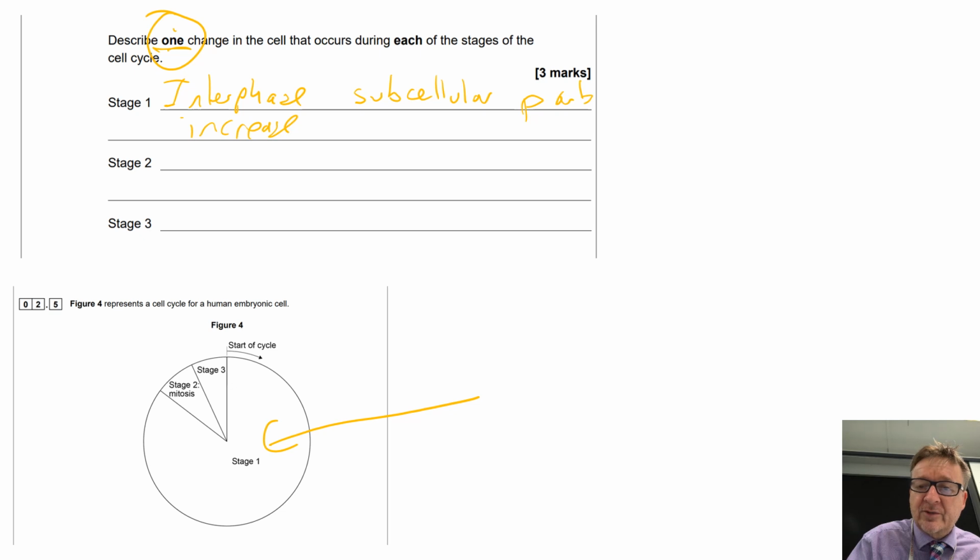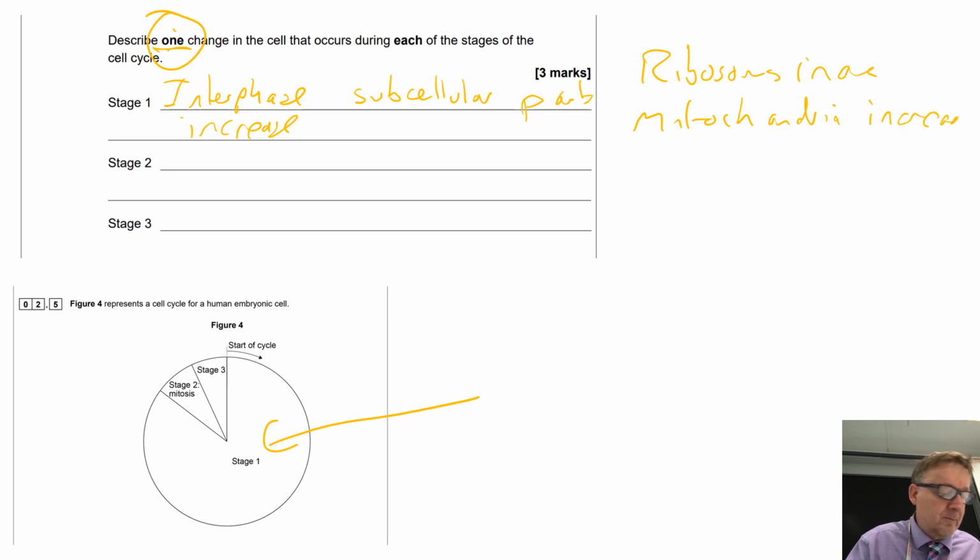What you can also put in there is ribosomes increase, mitochondria increase, DNA increase. So what I've done then is I've done the name of it, where I don't get any marks for at all. So I'm going to scrub that out because that's rubbish. Subcellular parts increase is just like posh saying that ribosomes, mitochondria and the DNA increase. So that's stage 1.